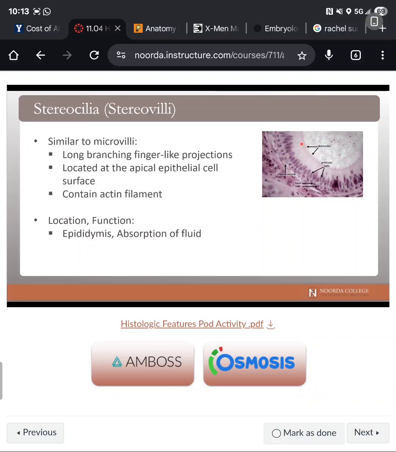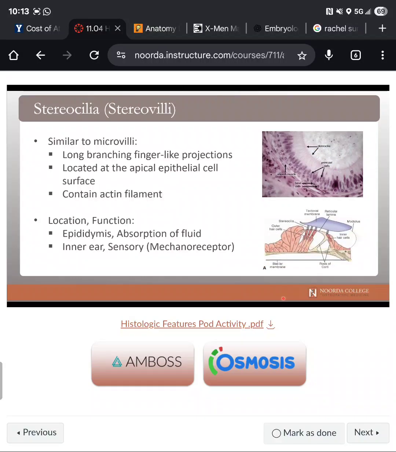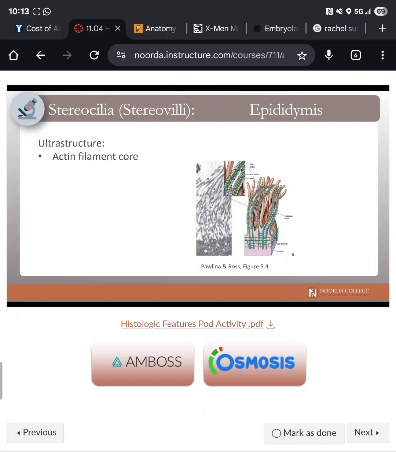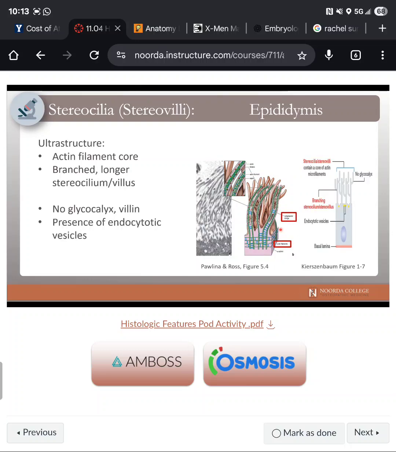Here's the cell, and then you see these little fuzzy-like stereocilia. They're very long, they're very fine, and that is one location. The second location is in the inner ear, where the stereocilia are very important for sensory and mechanical reception. Now, when you look at the epididymis, you have the actin microfilament core. These stereocilia are very long fingers, and they're also bridged and branched. They lack villin and they lack glycocalyx, and you can also see the presence of endocytotic vesicles here.